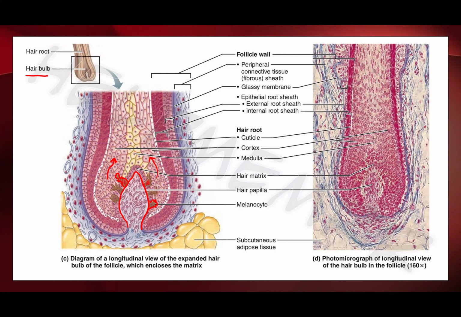We have the medulla, like we showed before, in the middle. We have our cortex, which is going to be that outer part, if you think of tree bark. And then we have our cuticle over here, this side and this side.